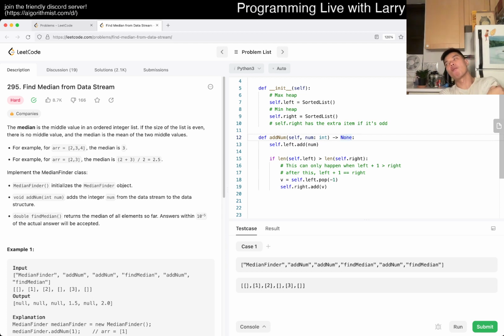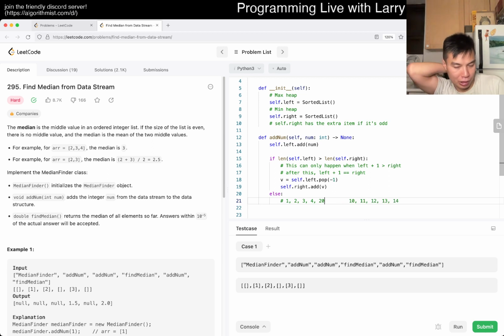Is this enough? No, because the other case is if they're equal and you add a number to the left. For example, we do actually have to handle the other case as well. For example, if you have 1, 2, 3, 4, and then on the right side you have 10, 11, 12, 13, 14. So the right has one more item, and then you add a 20. You still have to do something, right?